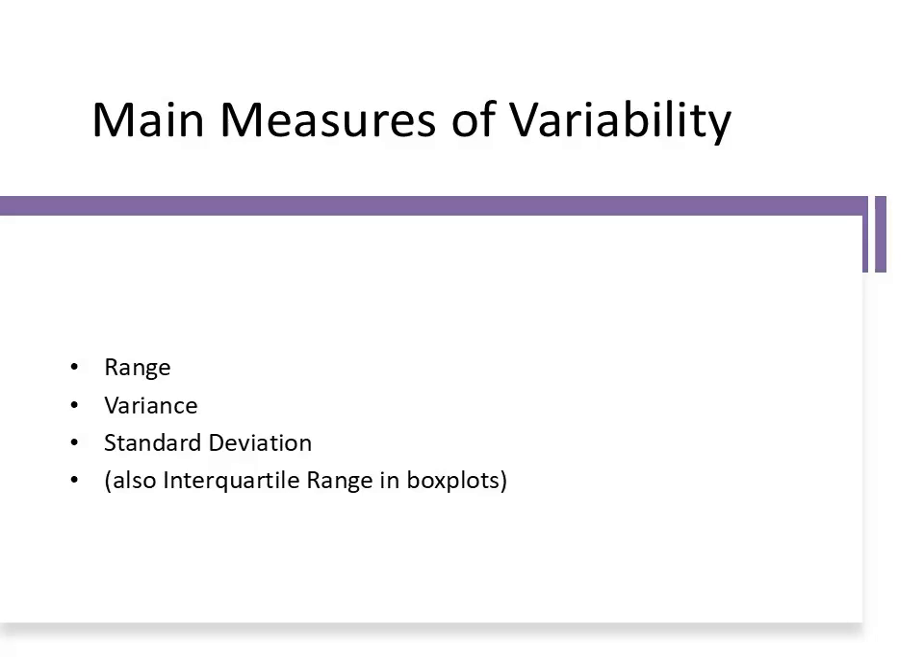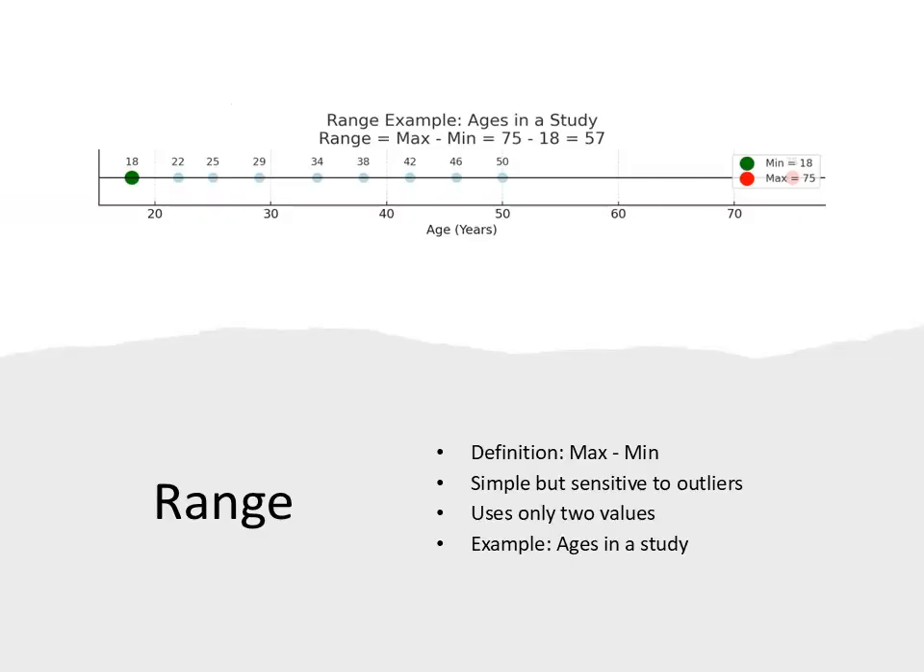There are three key measures we'll focus on: range, the simplest measure of spread; variance, which quantifies average squared deviation from the mean; and standard deviation, the most commonly reported measure, which expresses variability in the original units of the data. We'll also briefly mention interquartile range, IQR, when we discuss box plots. Let's start with the range.